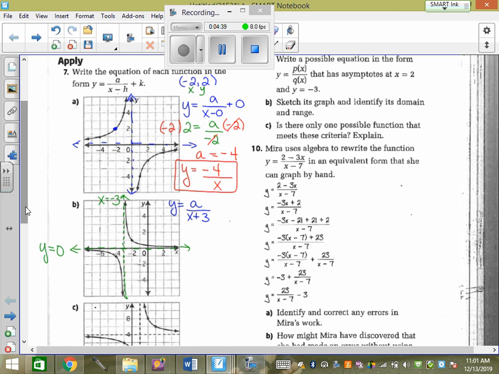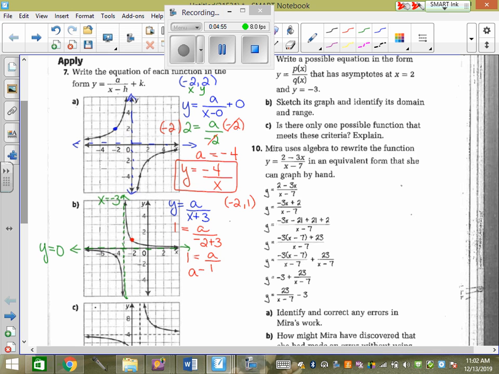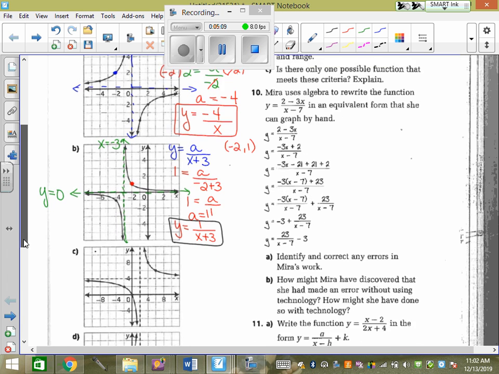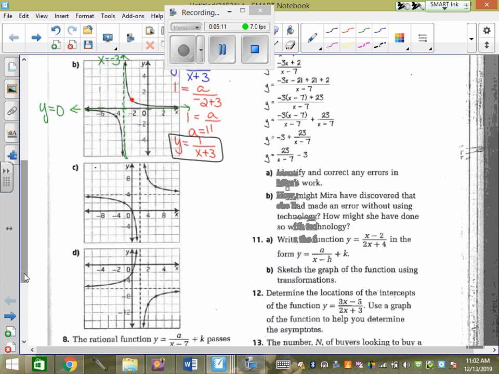So now I find a bolded point, -2 and 1, and solve for a. 1 equals a over -2 plus 3. 1 equals a over 1. a equals 1. So I get y equals 1 over x plus 3. Okay? Circle C and D for homework.